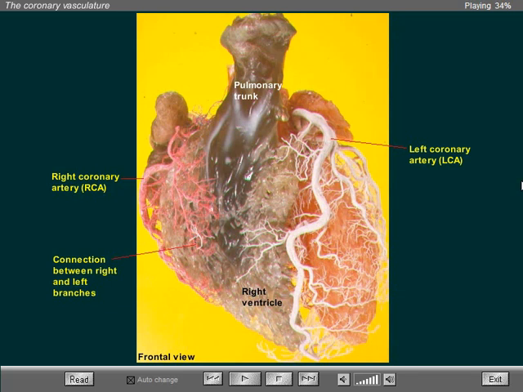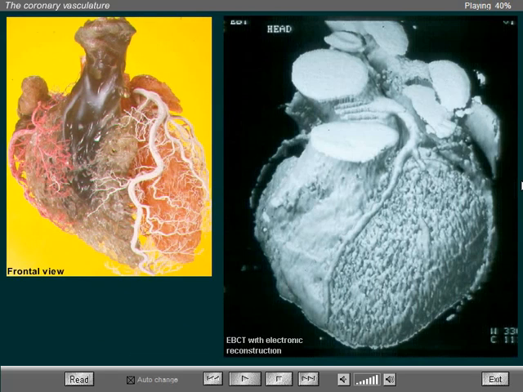And this cast corrosion is almost reproduced by this specimen of an in vivo human heart studied with ultra-fast computer tomography with electronic reconstruction. Note the epicardial portion of the coronary arteries that are seen on the surface of the heart, and we can see the left anterior descending division of the left coronary artery, which corresponds to the same left anterior descending division seen in the cast corrosion preparation.